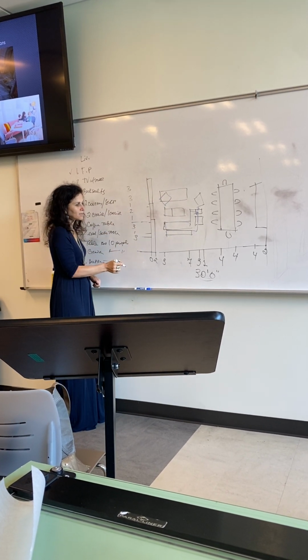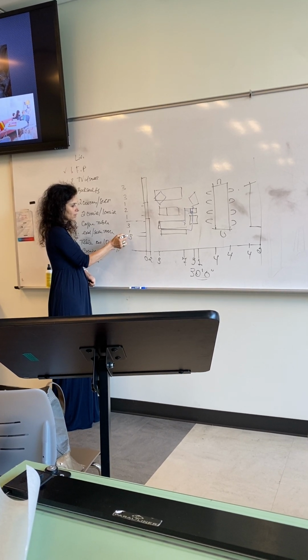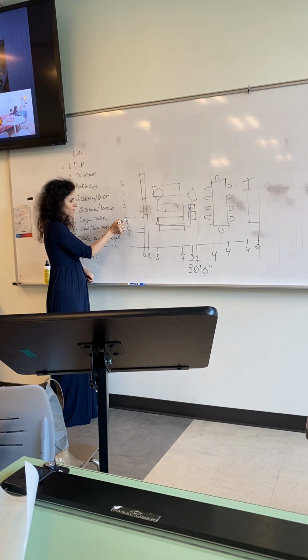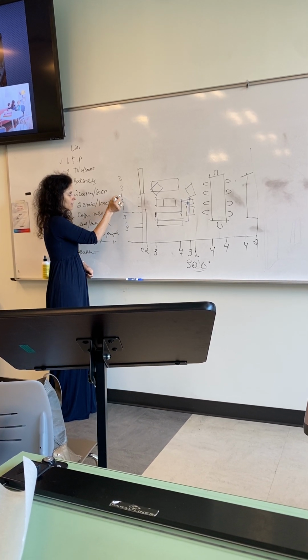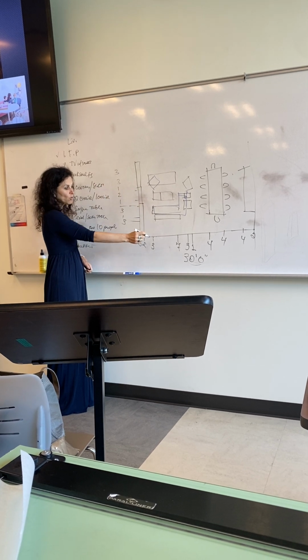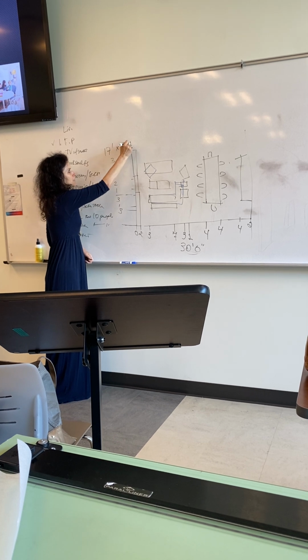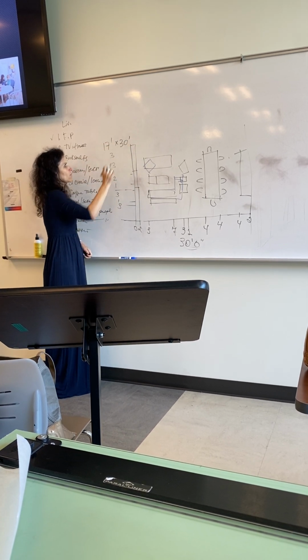So now we add this up, right? And we go through, let's see, 3, 4, 5, 6, 7, 8, 9, 10, 11, 12, 13, 14, 15, 16, 17. So we need a room that's 17 feet by 30 feet. Does that make sense? Are we done?